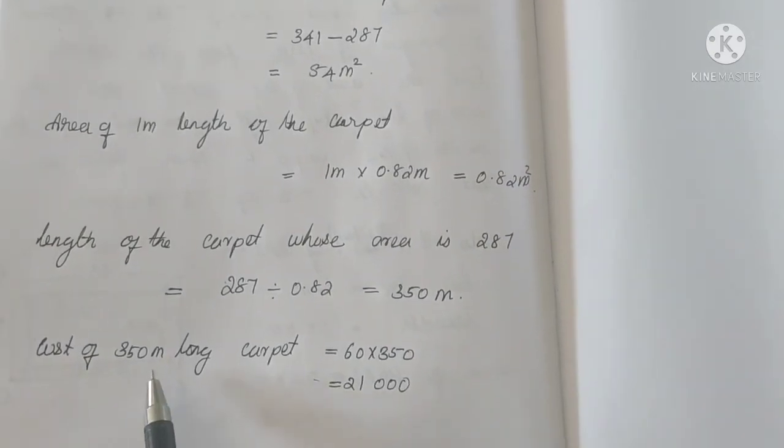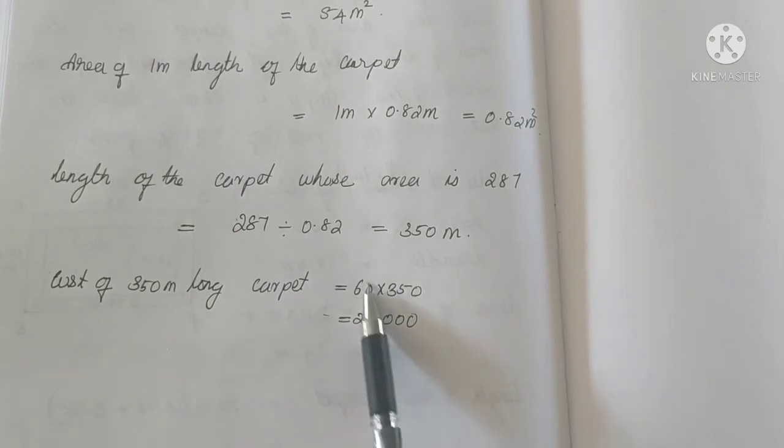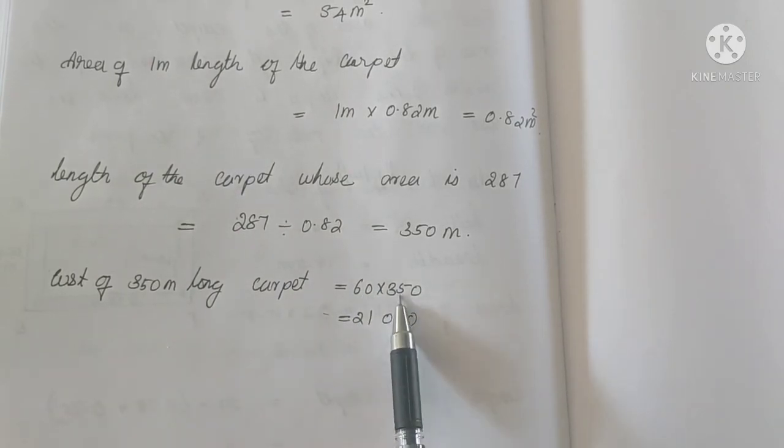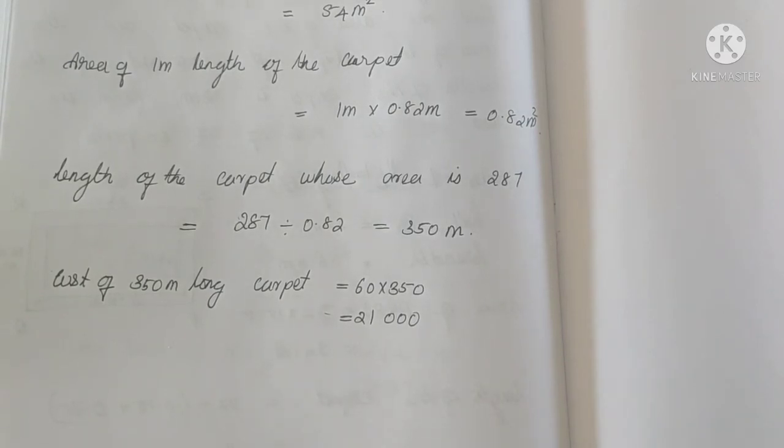Now, cost of 350 meter long carpet, 60 per meter it is. So, 60 into 350 is equal to 21,000. This much of rupees is the total cost.